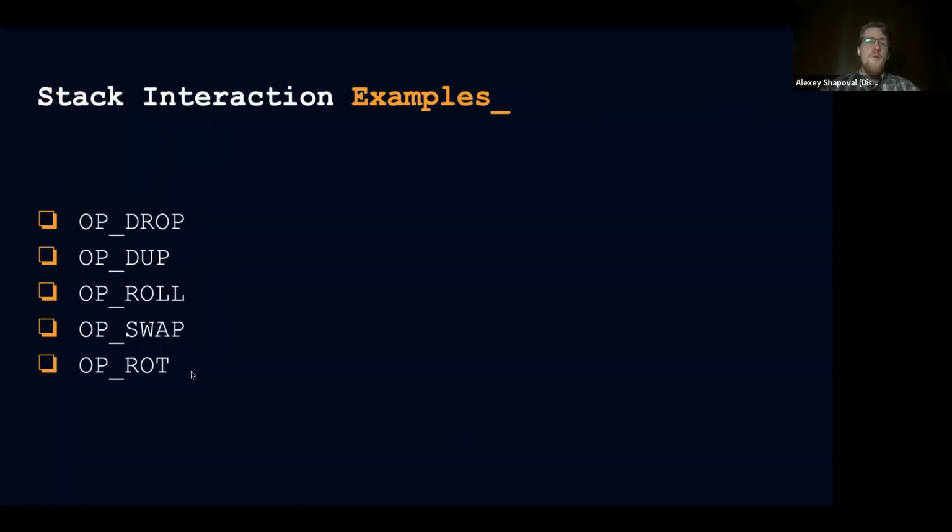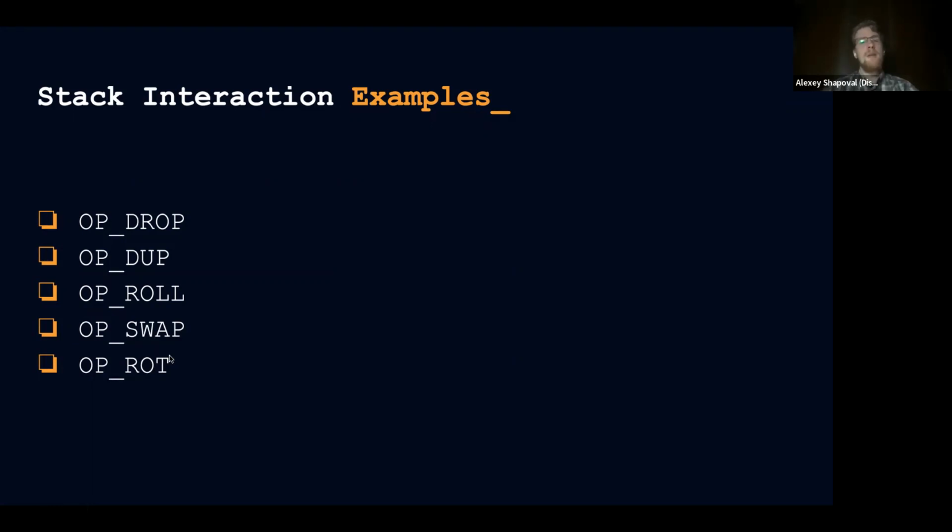Stack interaction examples: OP_DROP removes the top element of the stack. So whatever we have at the top, we just simply remove it. OP_DUP duplicates the top element of the stack. OP_ROLL moves the nth element to the top of the stack. So it takes the element with position n and moves it to the top of the stack. OP_SWAP swaps two top elements in the stack. And OP_ROT, the third item in the stack is moved to the top.